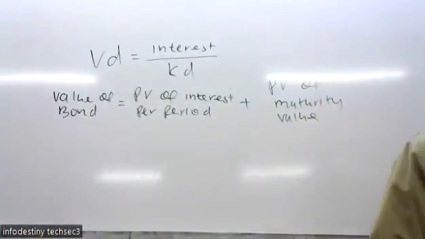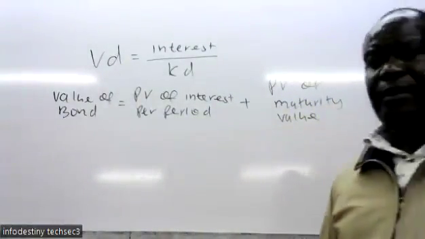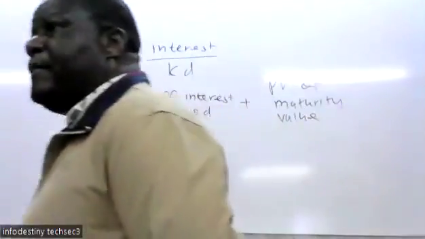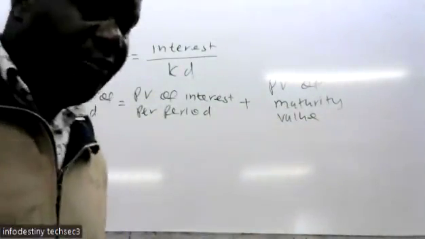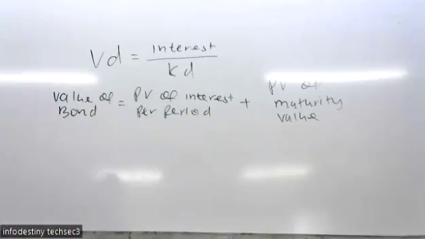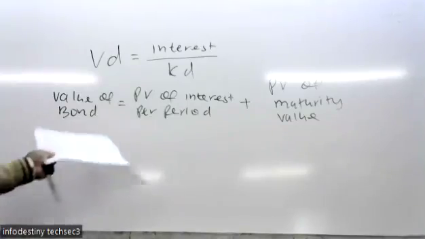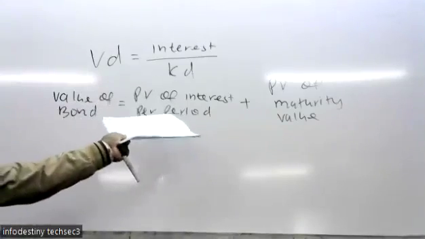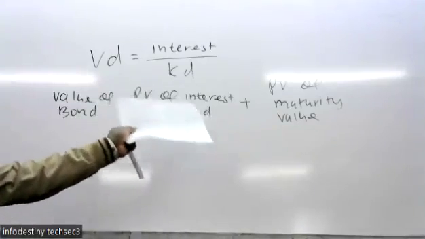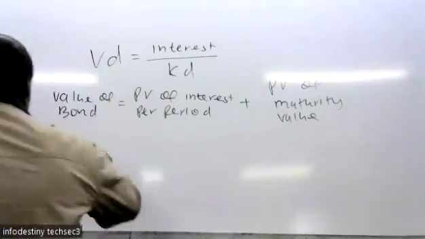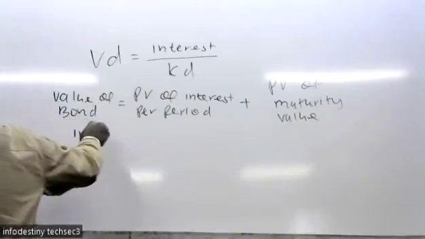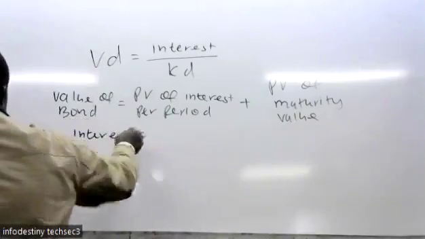Because it matures after 4 years, it means it is redeemable. To get the value of the bond, it is the present value of the interest per period, and we add the present value of the maturity value. So the first thing, we need to calculate the interest.